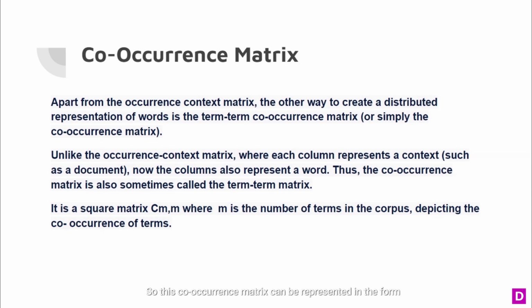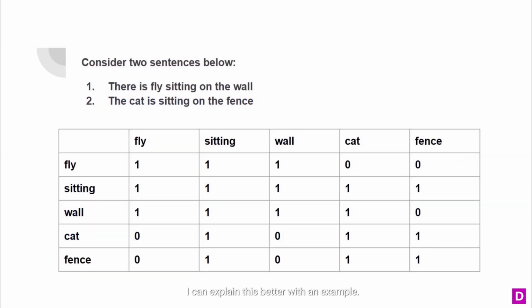This co-occurrence matrix can be represented in the form of a square matrix, denoted C of M by M, where M is the number of terms in the corpus, depicting the co-occurrence of the terms. I can explain this better with an example. Let's take an example with two different contexts. I will consider the first sentence as context 1, C1, and the second sentence as context 2, C2.